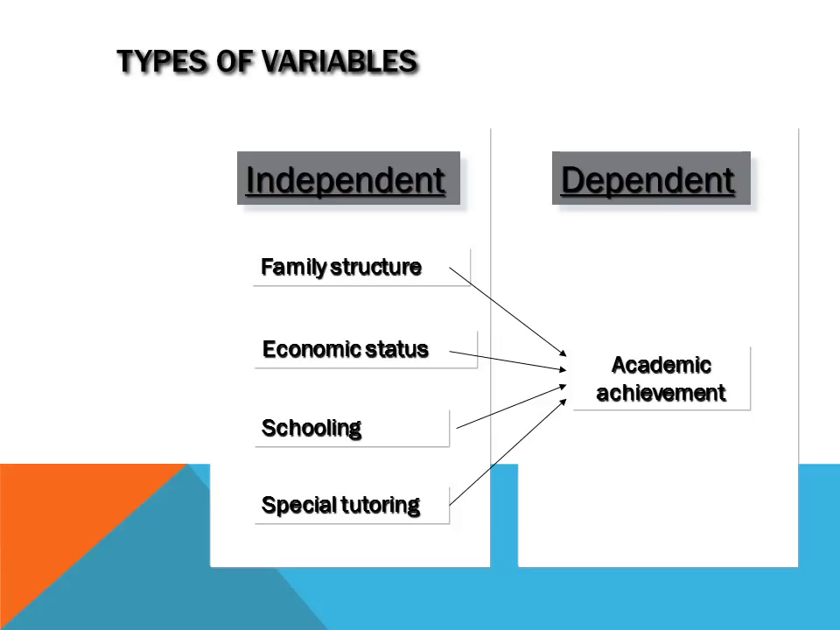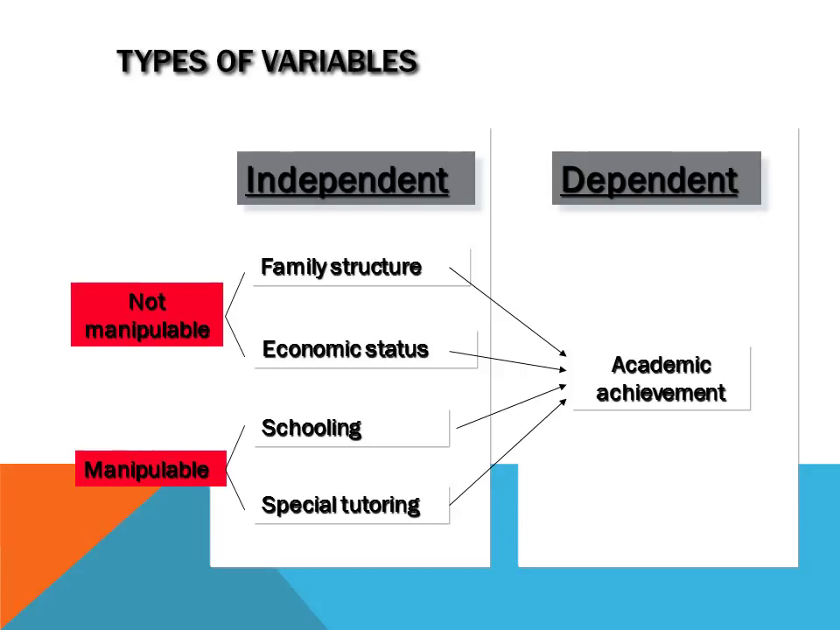Now, out of this, family structure and economic status is something that you can't manipulate, right? You're born into that. But public policy can influence the types of schools people get. So you can give them school vouchers, for instance. So you can have people get access to better schools. You can give them special tutoring so they can get more tutoring, right? So in this way, we have variables that can be manipulated, variables that cannot be manipulated.